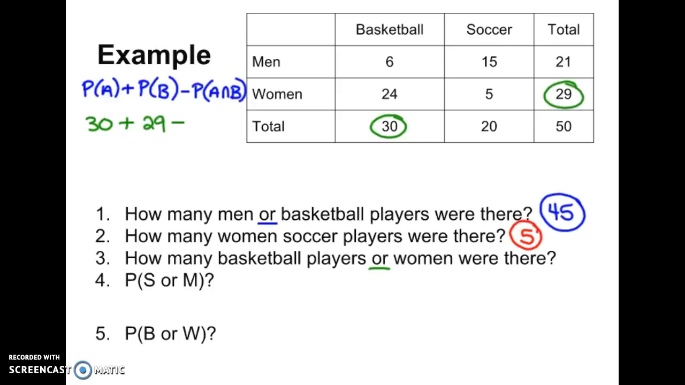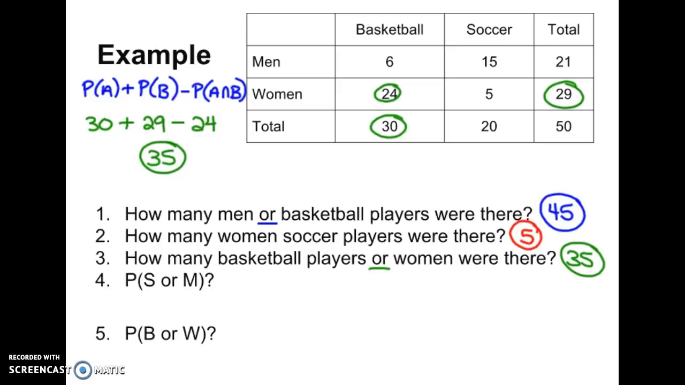So I don't count the group twice, I need to go ahead and subtract out women basketball players since I already counted basketball and women. So women basketball players is 24. And that should give me the total number of people in the group that follow that order. So 30 plus 29 minus 24 should be 35. So 35 for that.